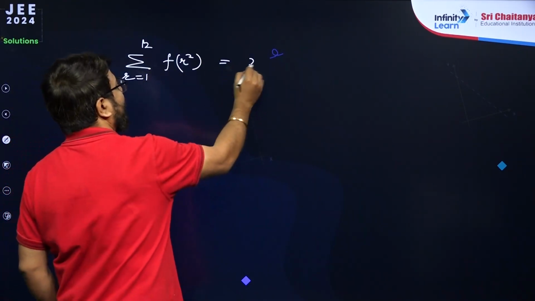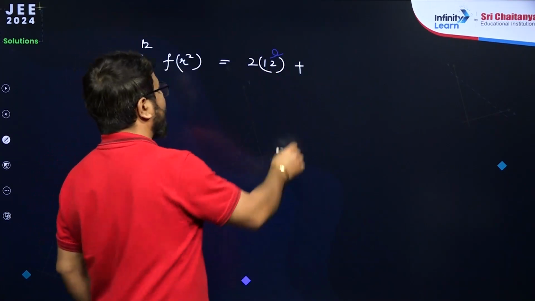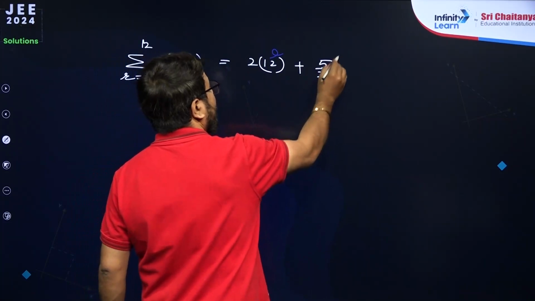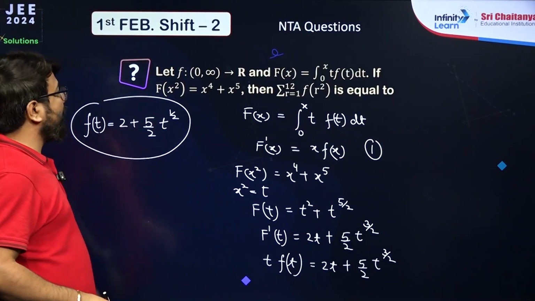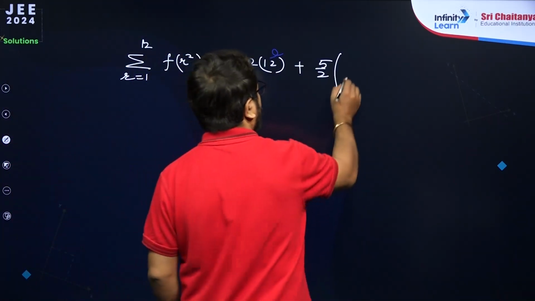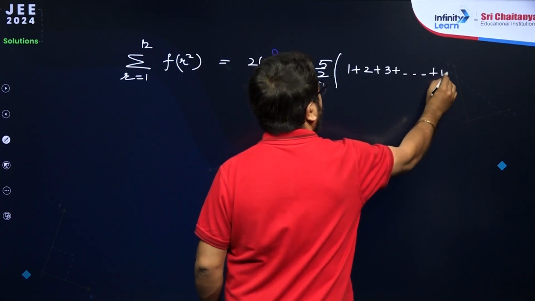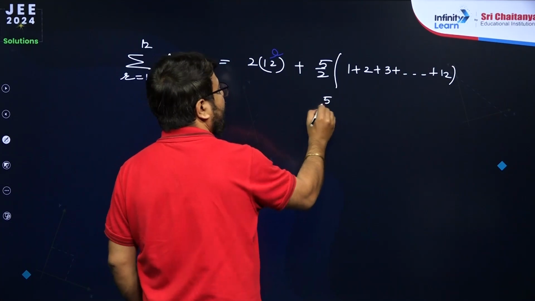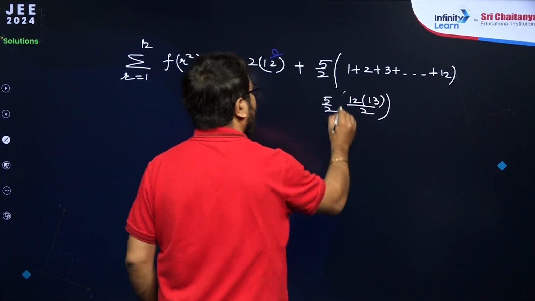So it is quite simple now because we need to apply the summation to this function. 2 will be written 12 times, so I am writing directly twice of 12, and this 5 by 2 is common. Then we have root t with us. This is actually t raised to the power 1 by 2. So if I keep 1, I'll be able to get 1 here, then 2 here, then 3 here, up till 12 here. So this is becoming 5 by 2 times 12 into 13 over 2, n into n plus 1 by 2.